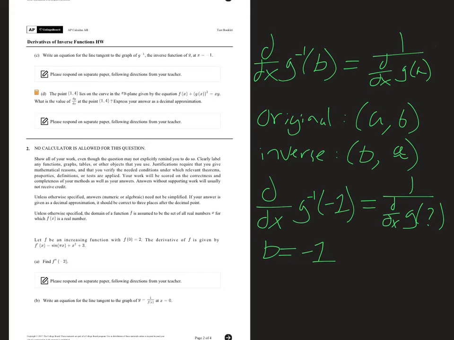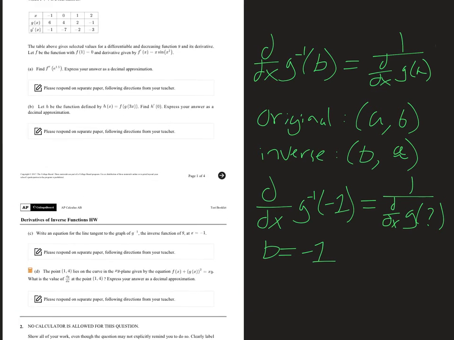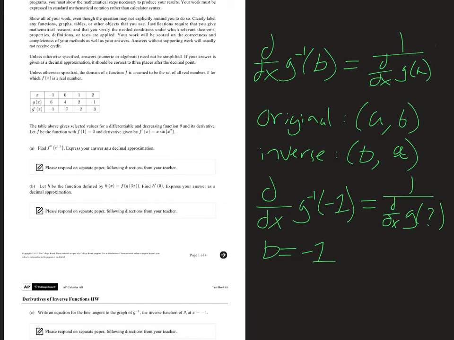Because I don't have any real information about g inverse, I've got to think about it in terms of the original, because that's what I have information about. This is an output value. What's the input that gave me negative 1 on the original? Hey, I've got a table of values that can do that for me. Where is g having an output, a b value, of negative 1? Oh, right there. What was the a value, the input that got me there? 2. There we go. So a equals 2.